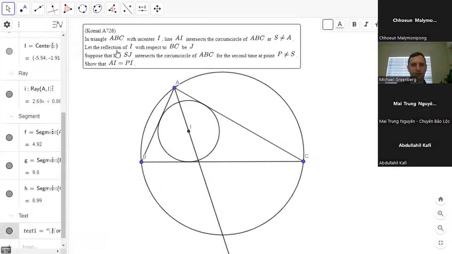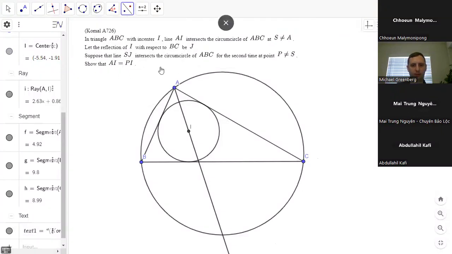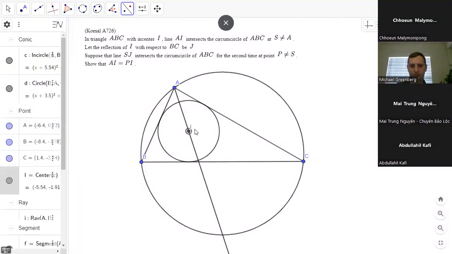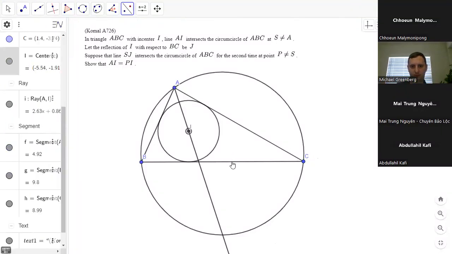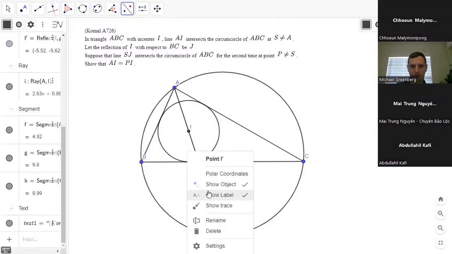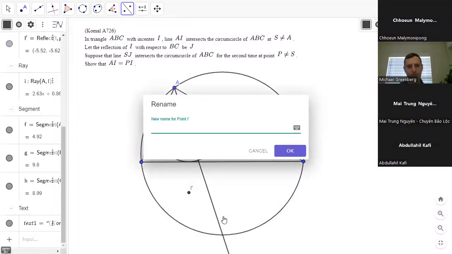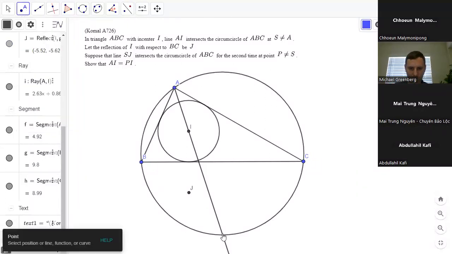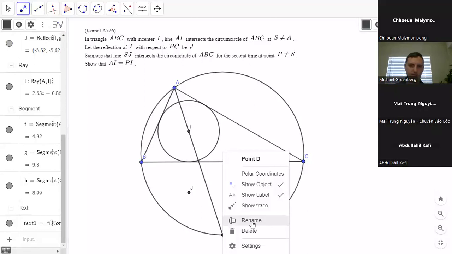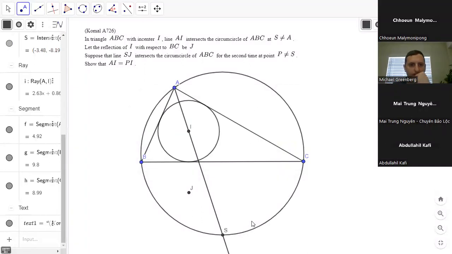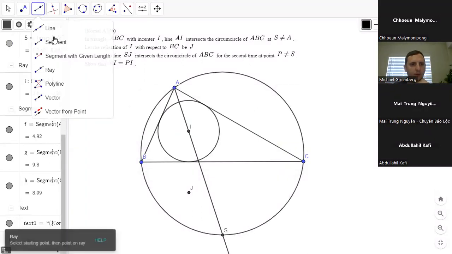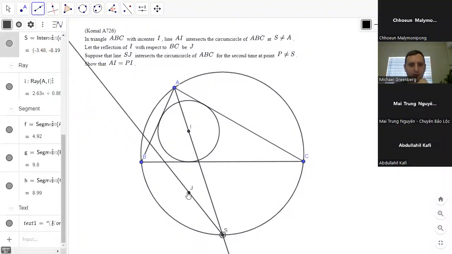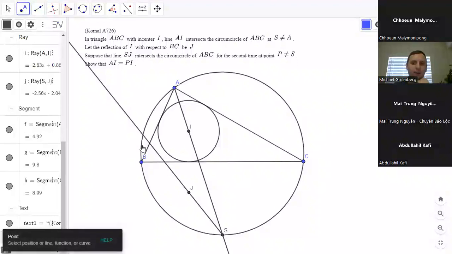And then J is a reflection of I with respect to BC. So this is S. And suppose that SJ intersects the circle at P. And we want to show AI equals PI.